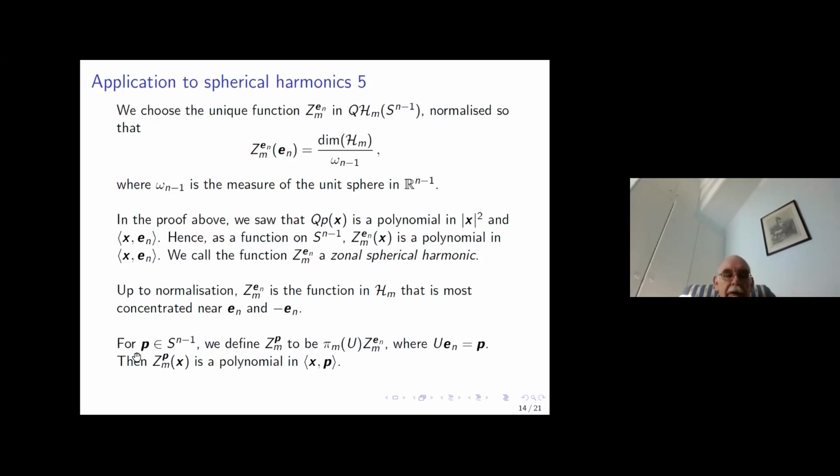And now, if I take a different point on the sphere, I define Z_m^p to be the rotated version of Z_m at e_n, where u of e_n is equal to p. And this one was a polynomial in x·e_n, and this one is a polynomial in the inner product x·p.